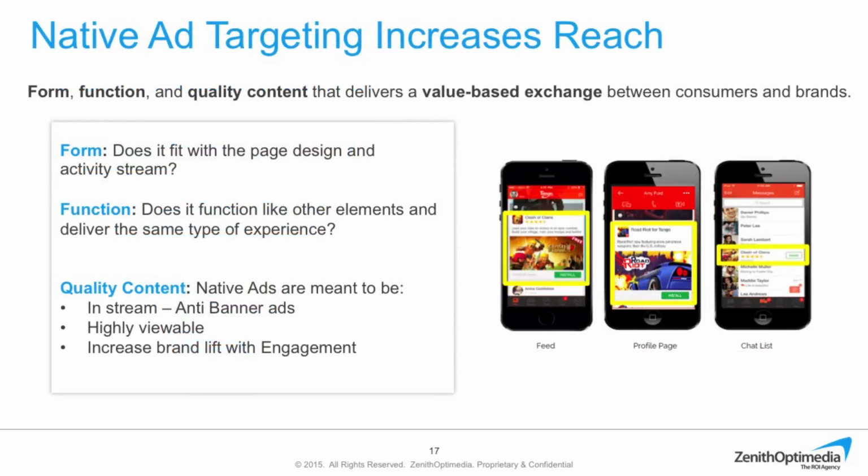A tactic not previously covered in the slide before is native ad targeting within mobile. This is a great way to increase the reach of your campaign, and it really is the combination of form, function, and quality content to deliver value-based exchanges between the consumer and brand. Native ad targeting is really a concept of putting advertising in stream while a consumer is taking in content. In this particular case, we're using ad content within mobile applications. This is a way for us to find incremental inventory and added reach using the mobile application environment.